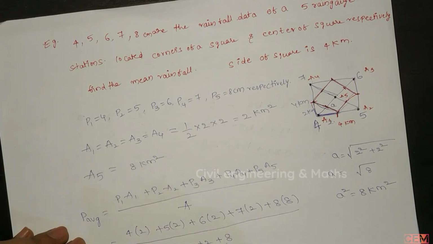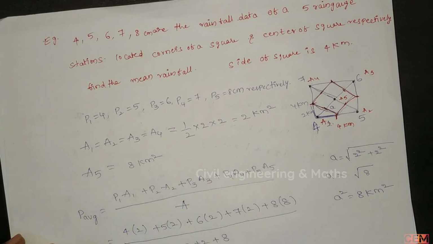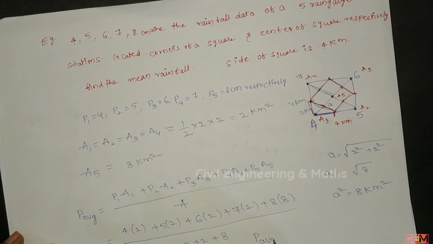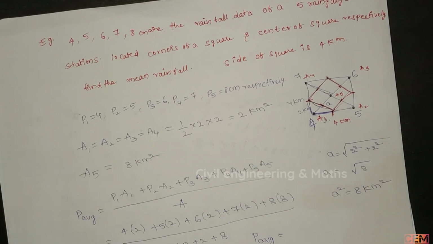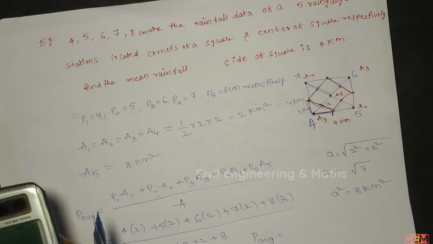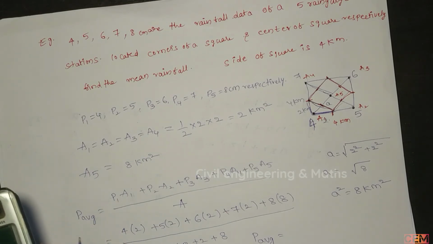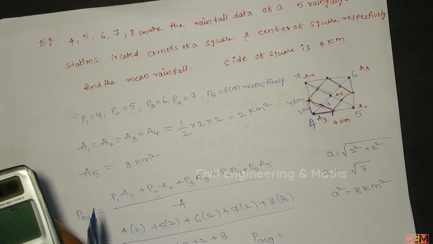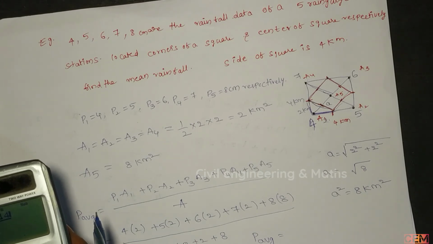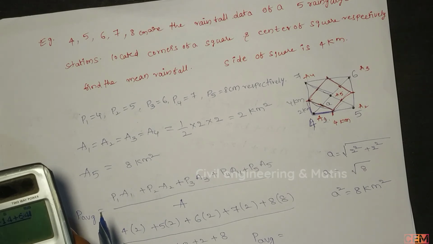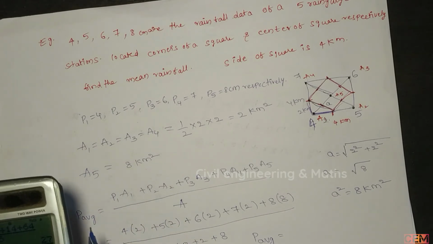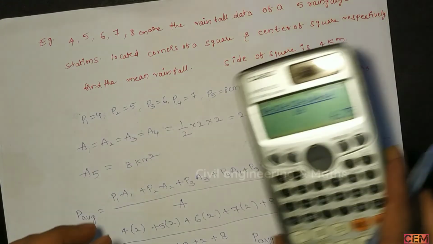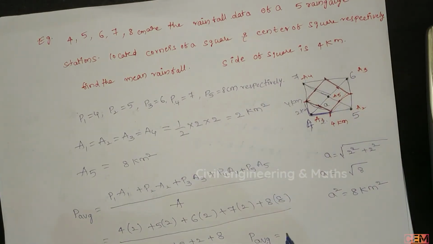A5 which is 8. P average equal to 4 into 2 is 8, plus 10 plus 12 plus 14 plus 64, divided by 16, which is 6.75 centimeters.